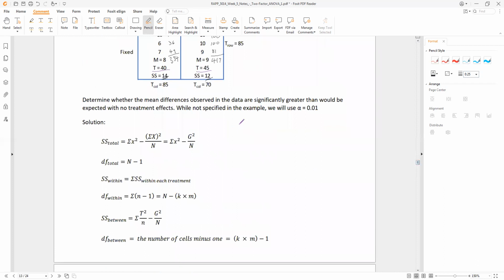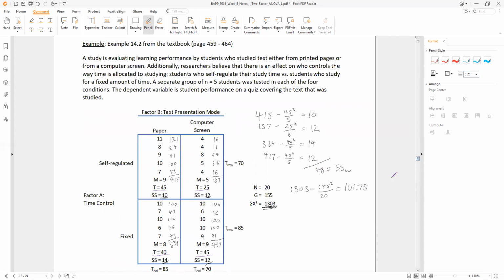I'm going to make a table down here. I'm going to have my SS, and I'm going to have my groups. I'm going to have my between and my within and my total. Actually, I'm going to leave a little bit more room for the between, because the between is going to get split. The between is going to get split into A, B, and interaction. So the within we just calculated was the 48, and the total was the 101.75.